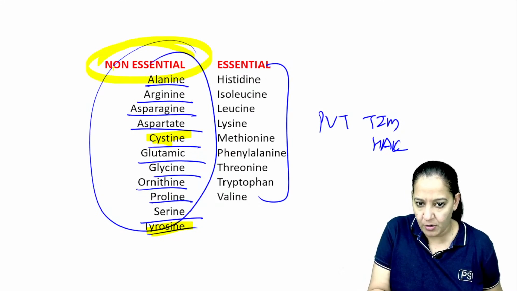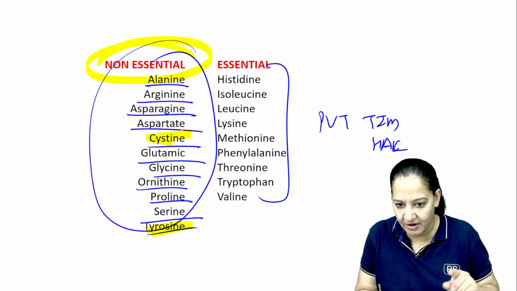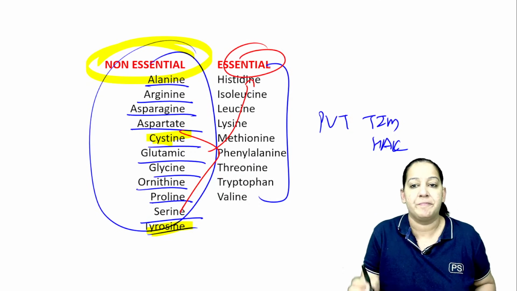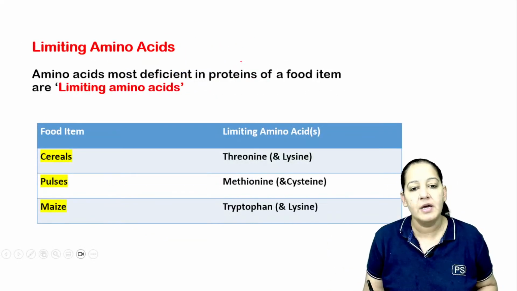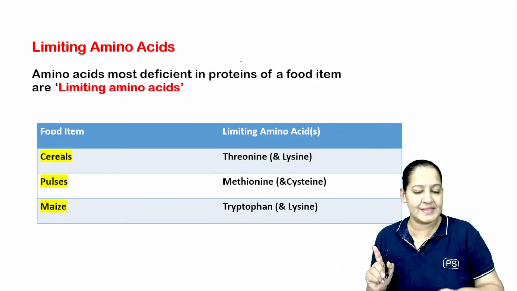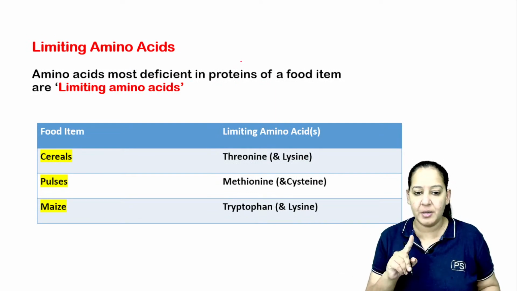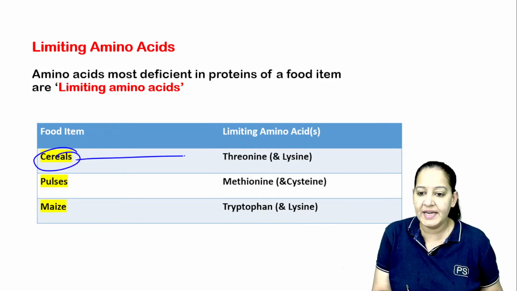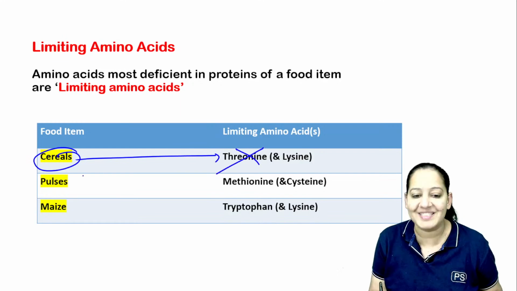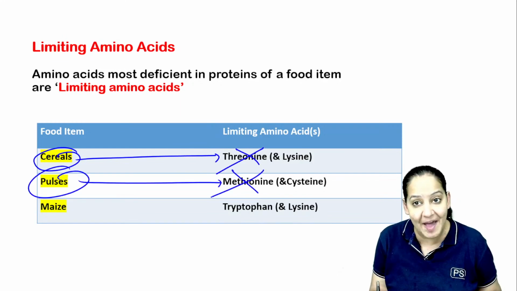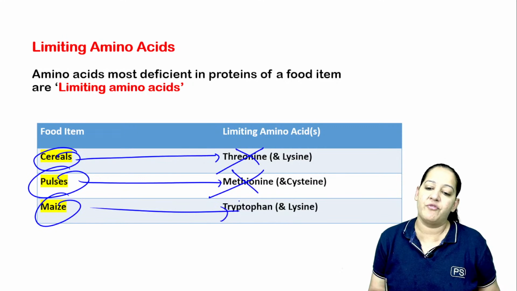Can you see they both are non-essential, but they will convert, both of them convert into essential, if their precursors are absent. And the last one are the limiting amino acids. Limiting amino acids are absent in a particular food. So in the cereals, threonine is absent. In the pulses, methionine is absent. In the maize, tryptophan is absent.